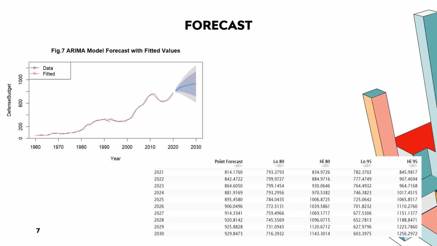Forecast. This slide presents the ARIMA model's forecast for the defense budget along with the fitted values. The plot, figure 7, shows historical data, the black line, and the model fitted values, the red line, to the present, with forecasted values extending into the future, shaded in blue. The shaded areas represent the confidence intervals, providing a range within which future values are expected to fall. The table below lists point forecasts along with their 80% and 90% intervals, offering detailed insight into the expected future values of the defense budget.